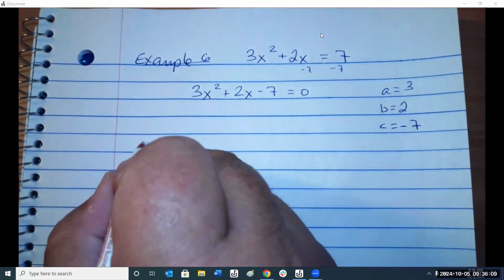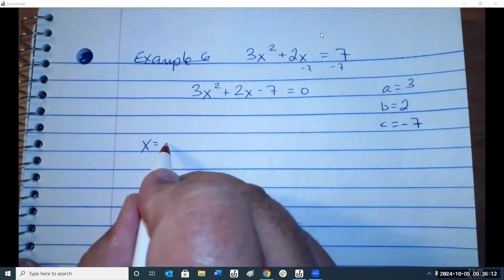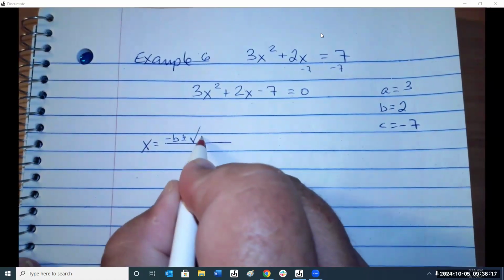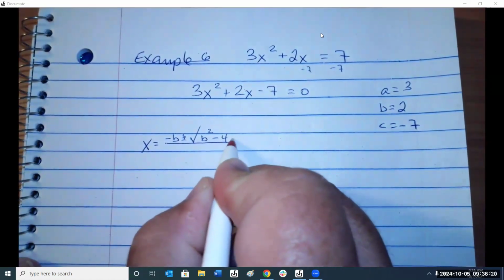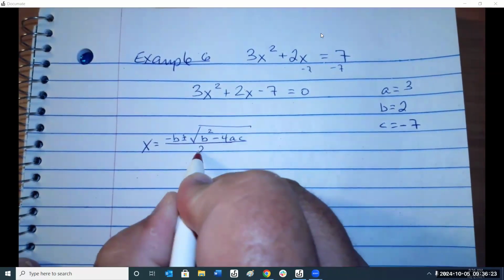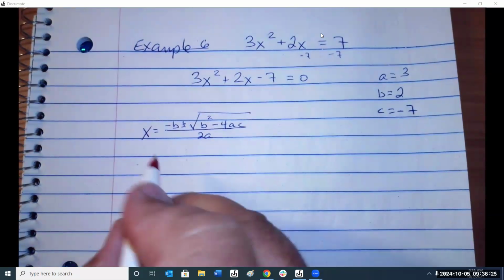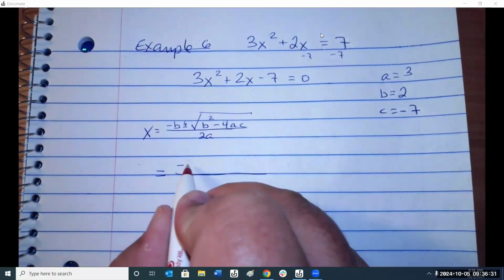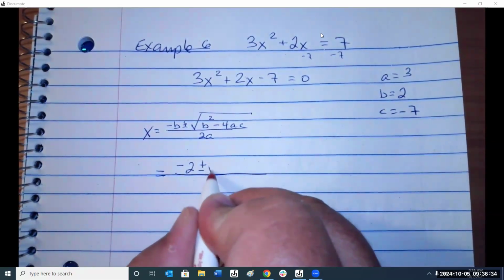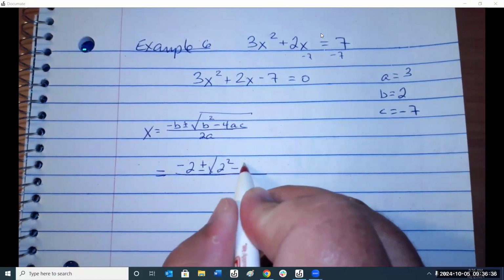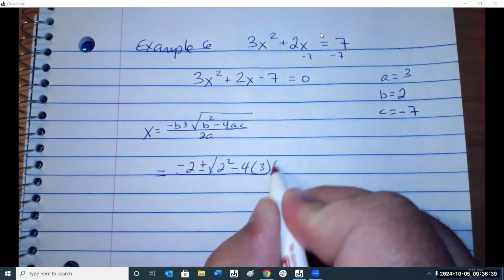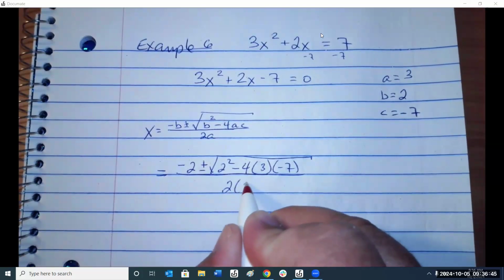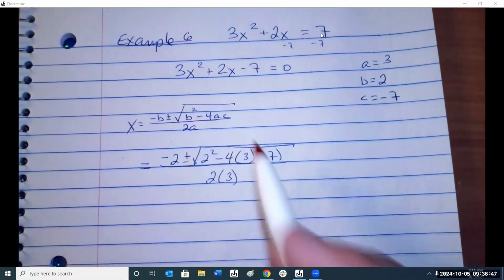Step 3, plug it all inside our equation. Negative b plus or minus the square root of b squared minus 4ac over 2a. So b is 2, so it's negative 2 plus or minus 2 squared, minus 4 times 3 times negative 7, over 2 times 3. Just plug and play.